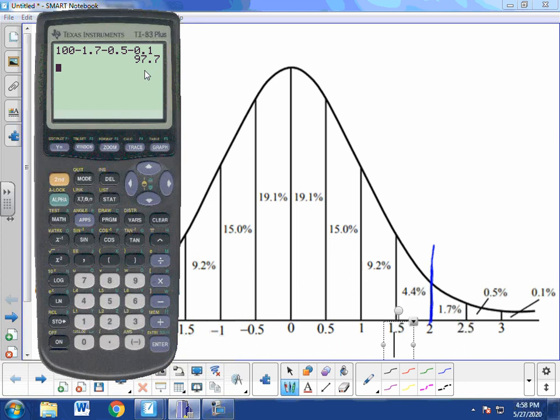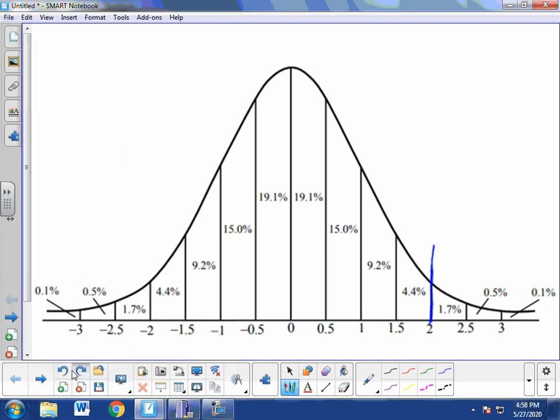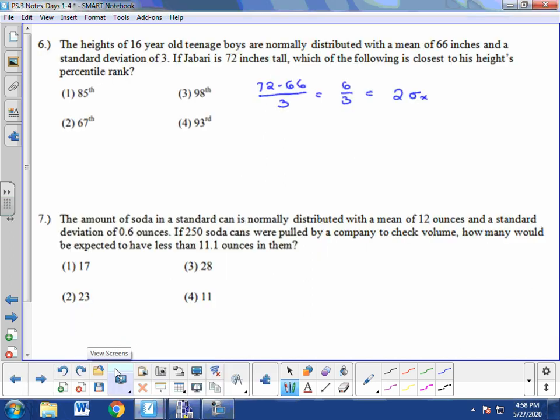And I can see that his percentile is going to be 97.7. So he's in the 97.7 percentile for height. I can go back to the problem, and it said which one is the closest. Option number 3. So we found that he was in the 97.7 percentile, or he is taller than 97.7% of 16-year-old teenage boys. And so he is approximately the 98th percentile.